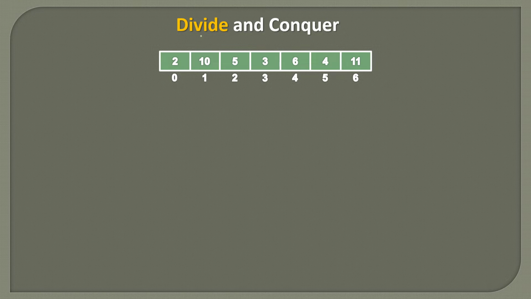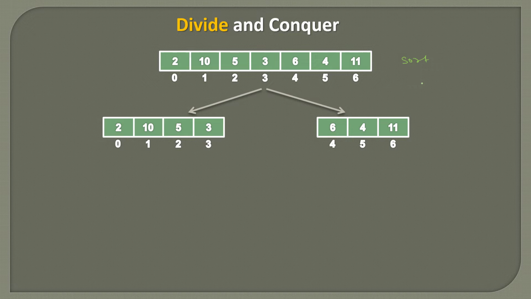First we will see the divide part. Now let's say we are given this array and we want to sort it in ascending order. In the divide part, we can see that there are 7 elements: 2, 10, 5, 3, 6, 4 and 11. Now we simply evaluate the mid position. Here it is 3. How we evaluate this mid position we'll see later. But here, as there are 7 elements, from 0 to 3 we break it down into one array, and from 4 to 6 we break it down into another array.